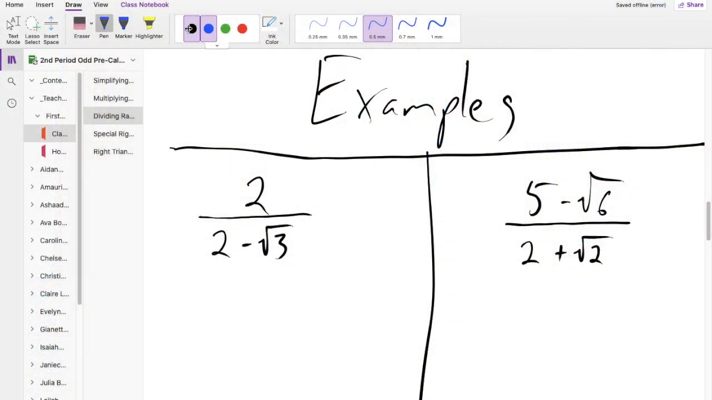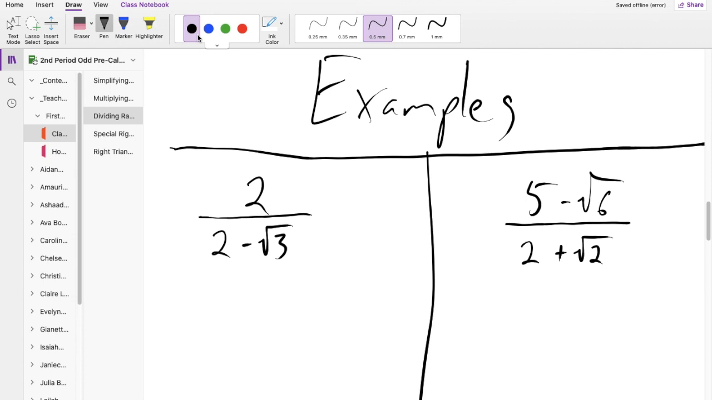In this video, we are going to be discussing rationalizing the denominator when the denominator is a binomial. So this is going to be a little bit different than the previous video where we just had a monomial, because we cannot just multiply by whatever radical we see in the denominator over itself.